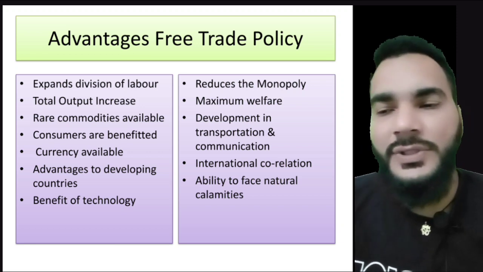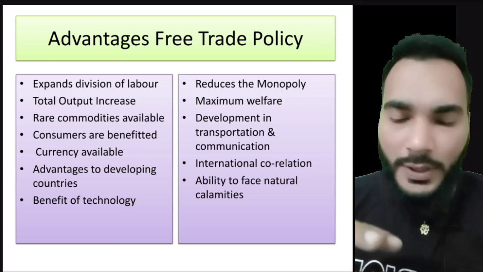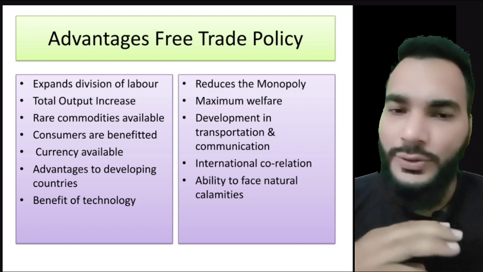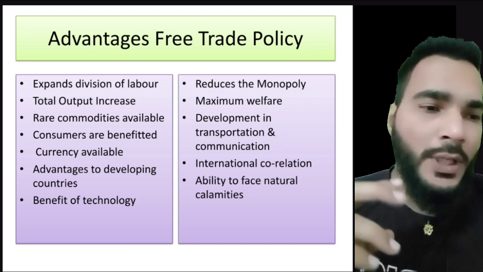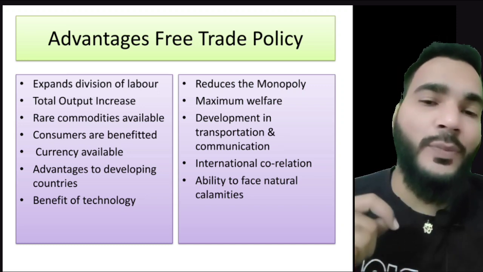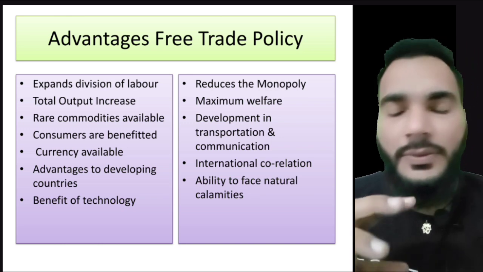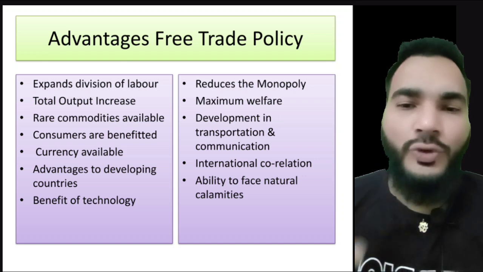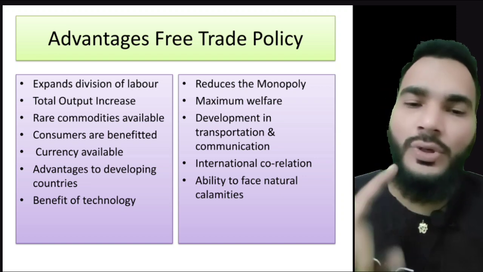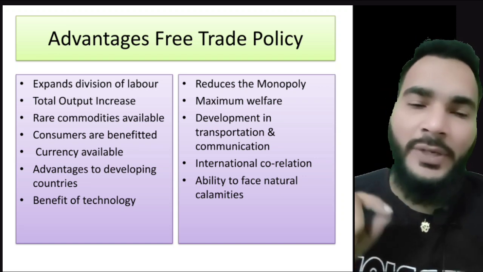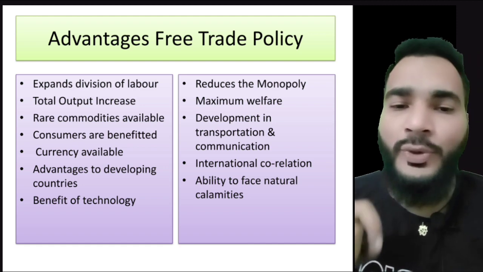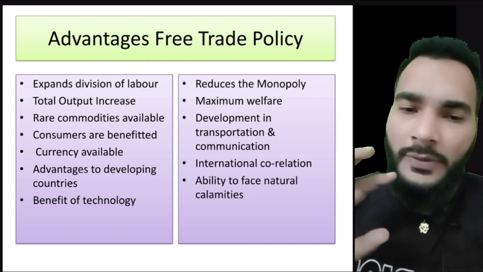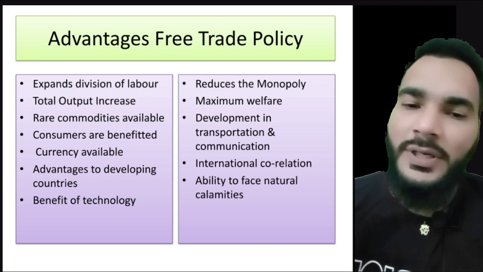Then we have reduced monopoly. Here, with a free trade policy, there is no price discrimination, so no country would be able to create a monopoly, because, as we know, competition is always there. There are more than 300 countries, so competition will also be there, and it will be very difficult to create a monopoly unless only one country is in a particular industry.